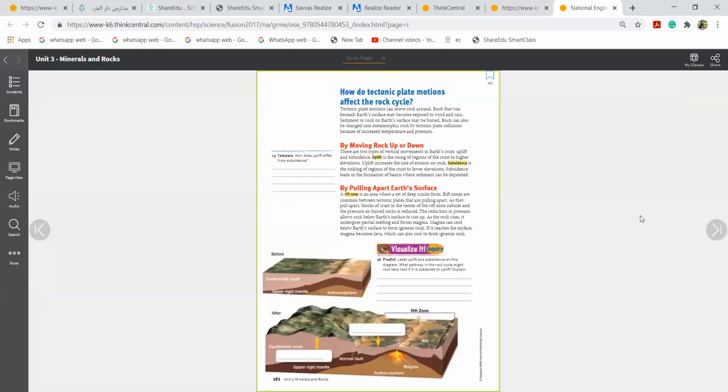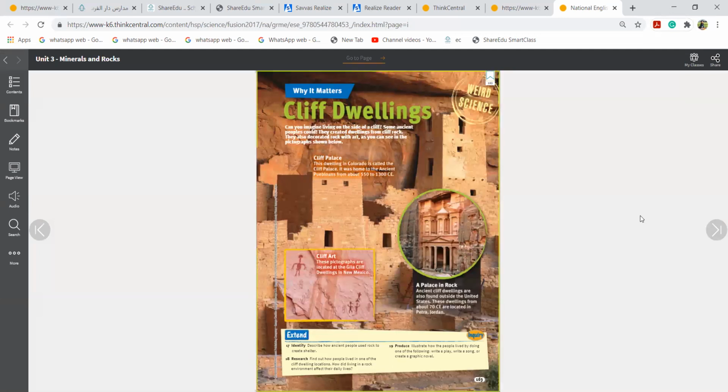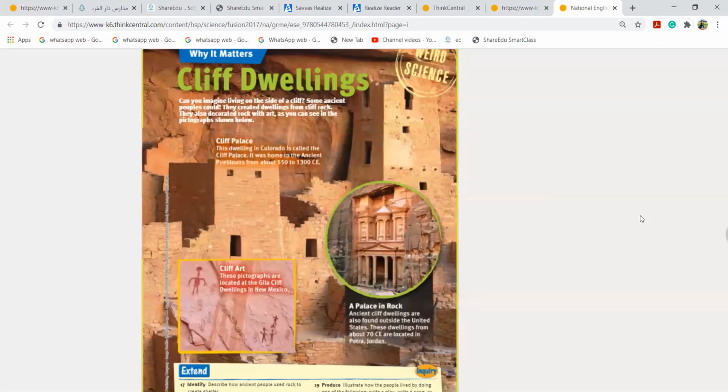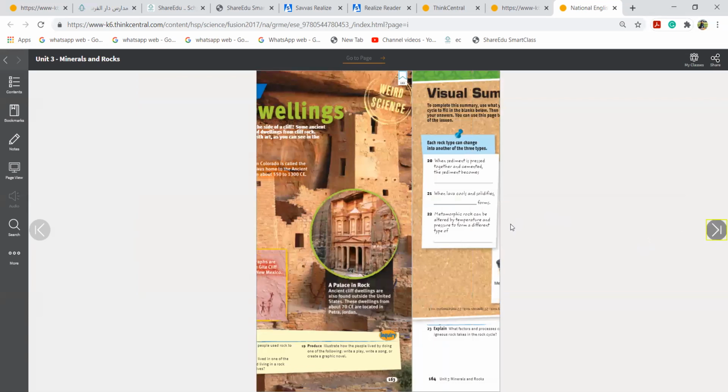I'm going very fast because what you need to know is only the definition of uplift and subsidence, and later you need to know perfectly about the rock cycle, which you understood yesterday.